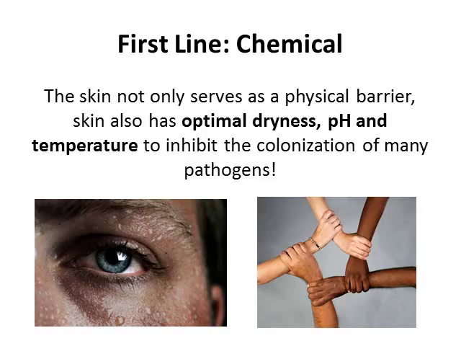Chemical lines of defense. Skin is not only a physical barrier, it's also really dry, and it has a specific pH and temperature that inhibit the colonization of a lot of pathogens. We have sweat that has chemicals in it to kill pathogens and helps keep that pH and temperature in a range that helps prevent pathogens from getting on there and taking over and growing.